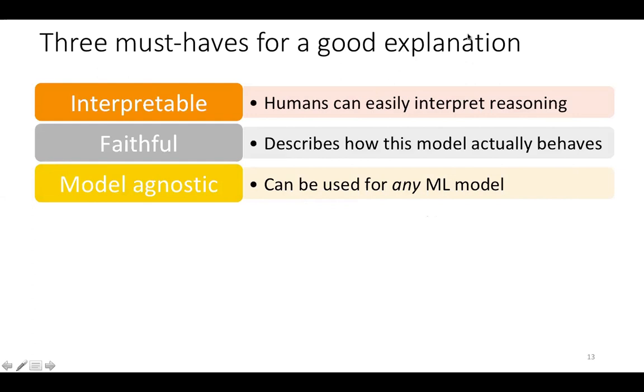We'll see it soon through examples. And then the third thing is that the explanation should be model agnostic. Okay. So given any ML model, whatever explanation you give should be applicable. For instance, can you explain this mess? Okay.